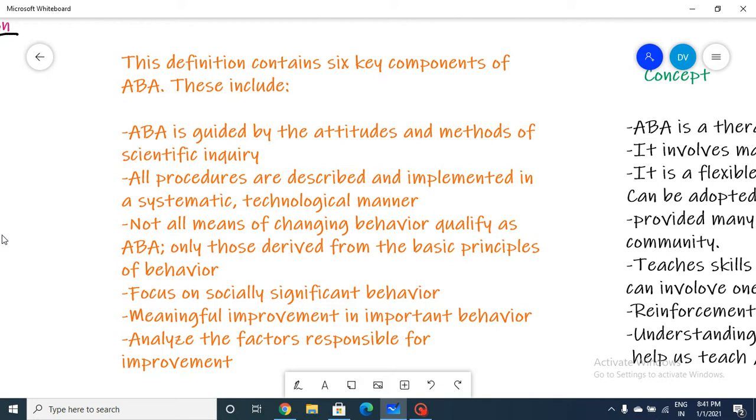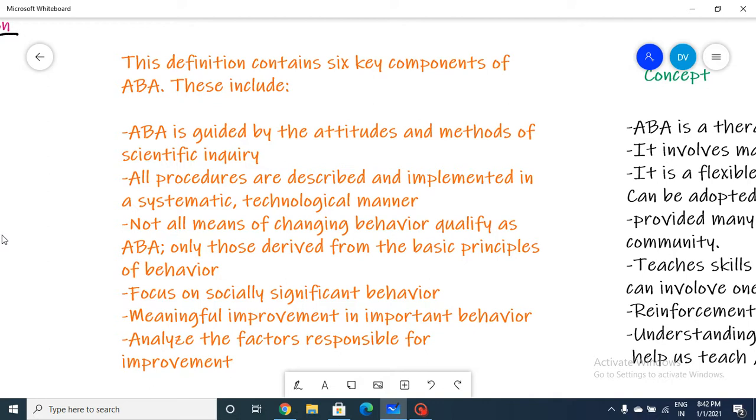That means whatever we do, it is in a systematic manner, not like we randomly choose something and the next moment we change the procedure from last to first. It is not that kind of procedure. The next component is: not all means of changing behavior qualify as ABA, only those derived from the basic principles of behavior. The basic principles of behavior we saw in the last video, so I am not discussing that now.